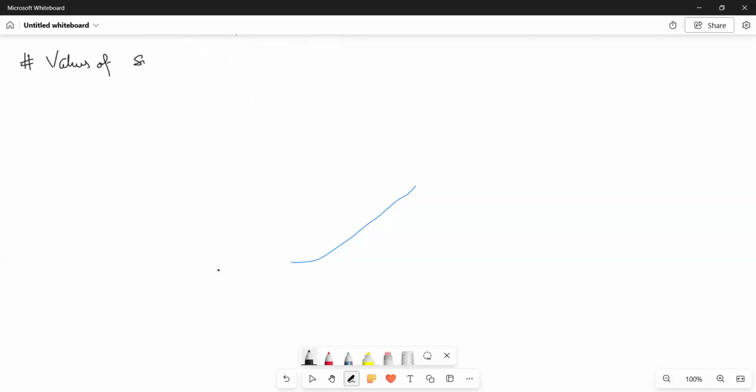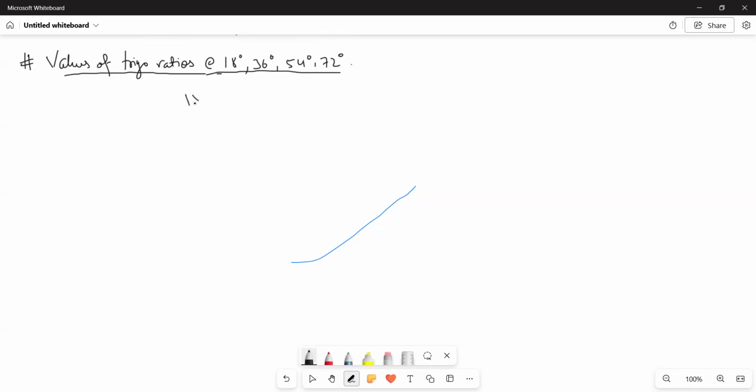Values of trigo ratios at 18 degrees, 36 degrees, 54 degrees, and 72 degrees. So this will be the next topic that we discuss, so that in the next class we can discuss the topic of standard angles.